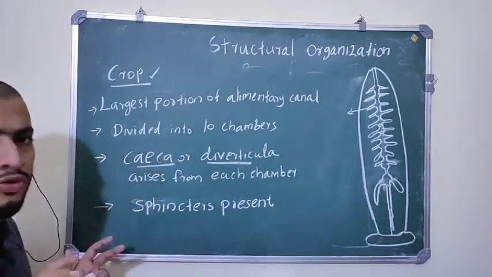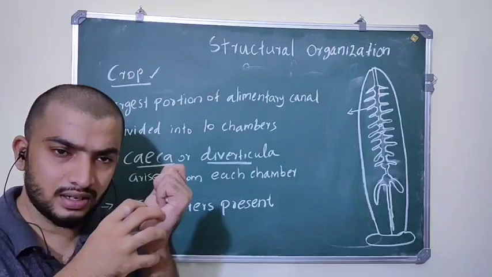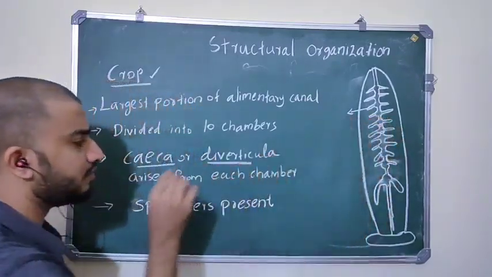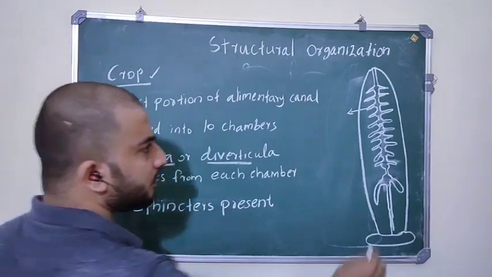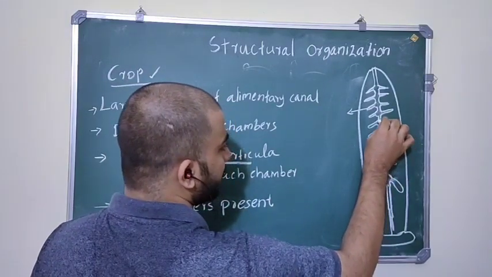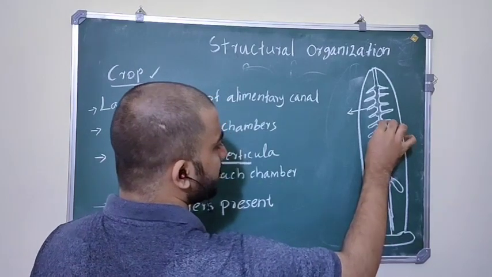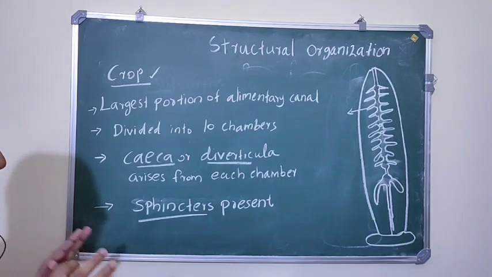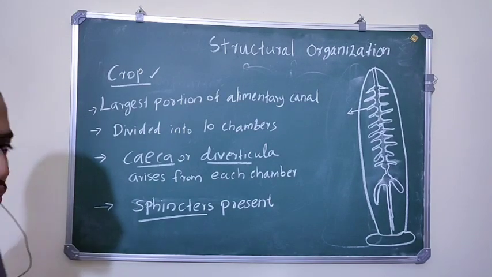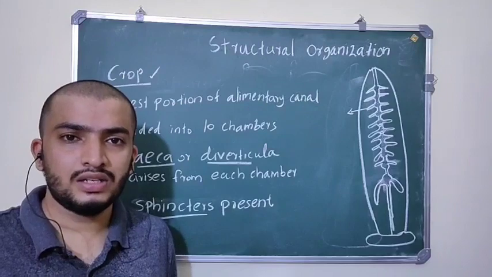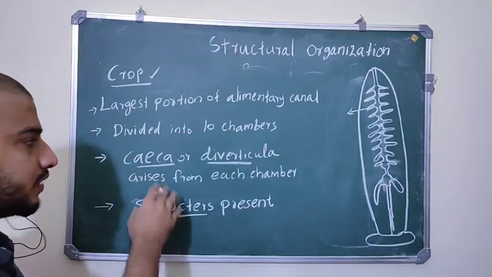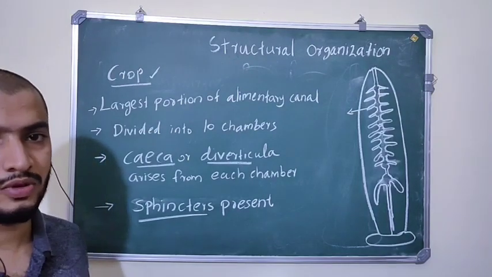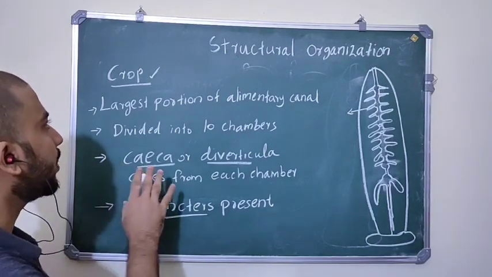And what is the function of the crop? The leech sucks the blood, and this blood is stored inside the crop and diverticula. The circular apertures from one chamber to another chamber are protected by sphincters. So these are the main points about the crop. The crop is the blood storage organ. The crop together with caeca or diverticula, both are the same, store the blood. So don't forget about the crop.